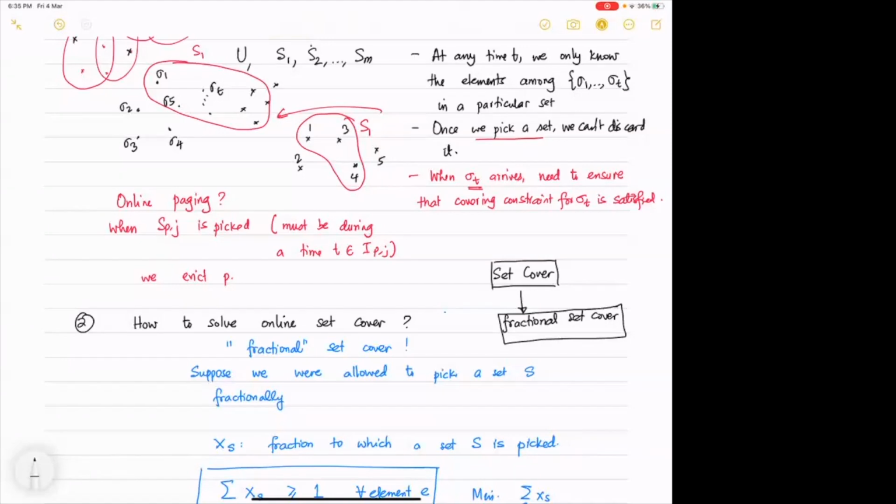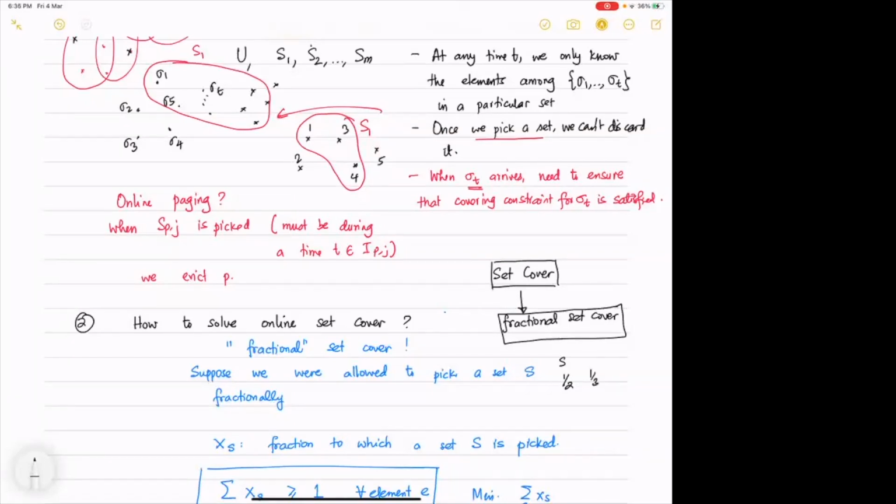So what is a fractional set cover problem? In a fractional set cover problem, you can pick a set S fractionally. Earlier I was saying that either you pick a set or you don't pick a set, but now the set S can be picked to a fractional extent. For example, you can pick a set to an extent of half or a third.